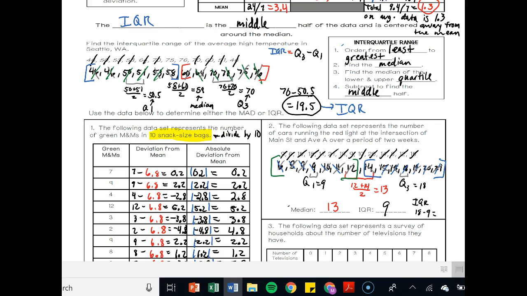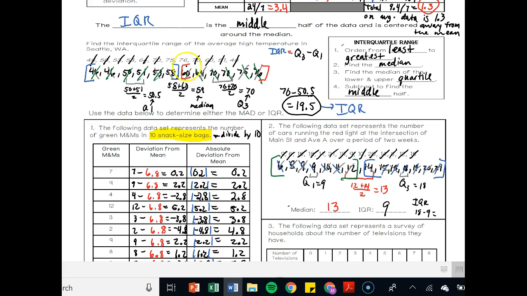The next thing we reviewed today was the IQR, or interquartile range, which is the middle half of the data and is centered around the median. So if I wanted to find the interquartile range of the average high temperature in Seattle, Washington, the first thing I want to do is take all the data points and order them from least to greatest. Why? Because in step 2, I want to find the median. Of all these temperatures, I had 2 numbers left in the center, 58 and 60. I added them together and divided by 2, so my median is 59.